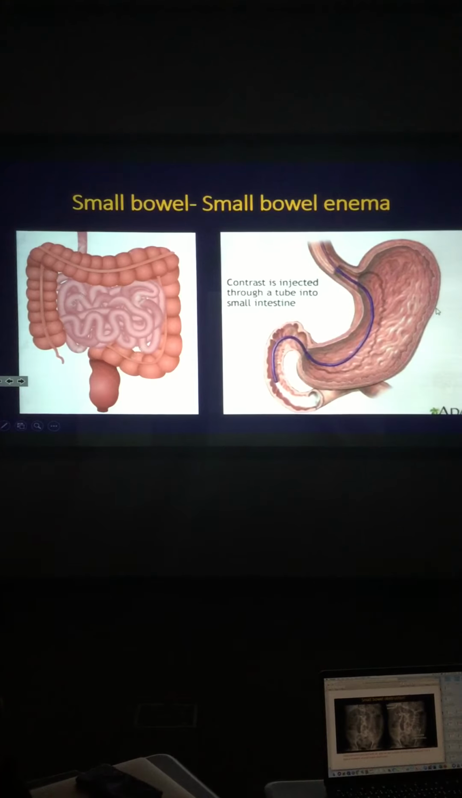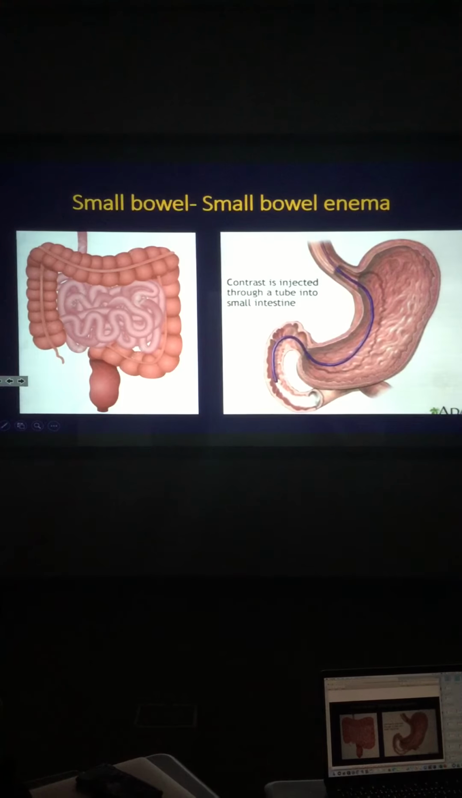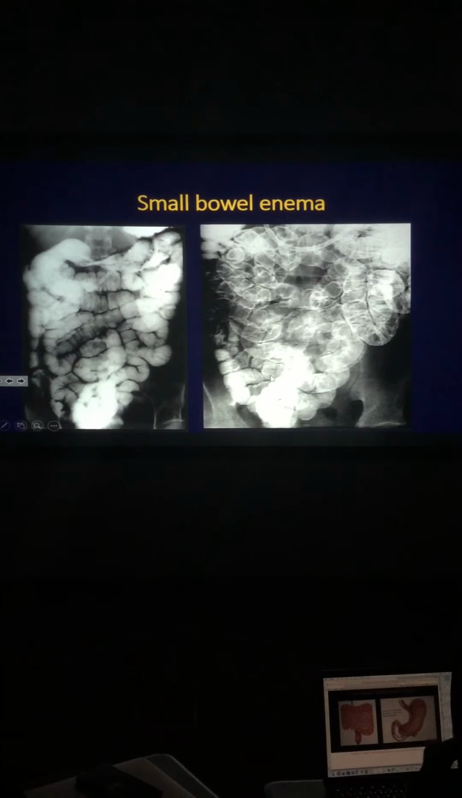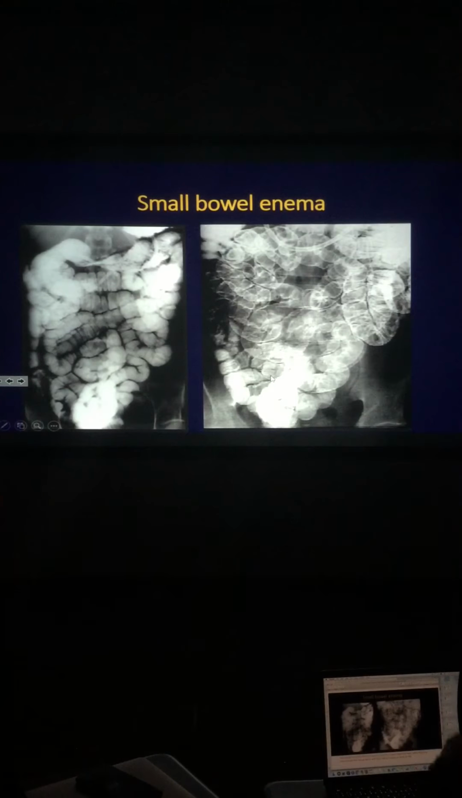Another way of looking at small bowel is called small bowel enema. What you do, the radiologist will put a catheter and pass it over the first part of the duodenum, and there you will inject contrast. And it will give you an image like this. So this is called small bowel enema, where you can beautifully see the whole length of small bowel, how it is distended, is there any tumor, is there narrowing, all kinds of things can be diagnosed by this.